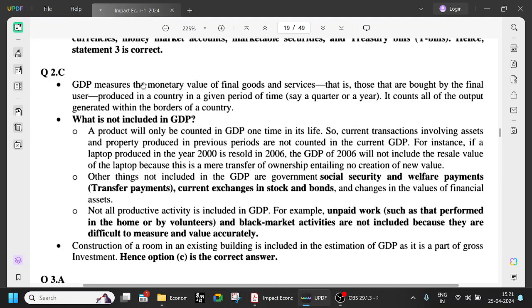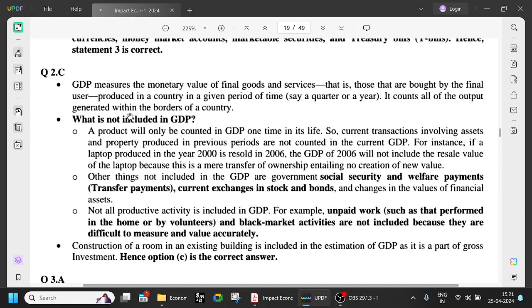On the other hand, GNP, which is gross national product, right? GNP is only for Indian citizens. Okay, so that is the major difference. If it is GDP, it is for all goods and services that have been produced within the country, those that are bought by the final user, produced in a country in a given period of time. It can be a quarter or a year. Usually, GDP growth and everything we calculate on a yearly basis.